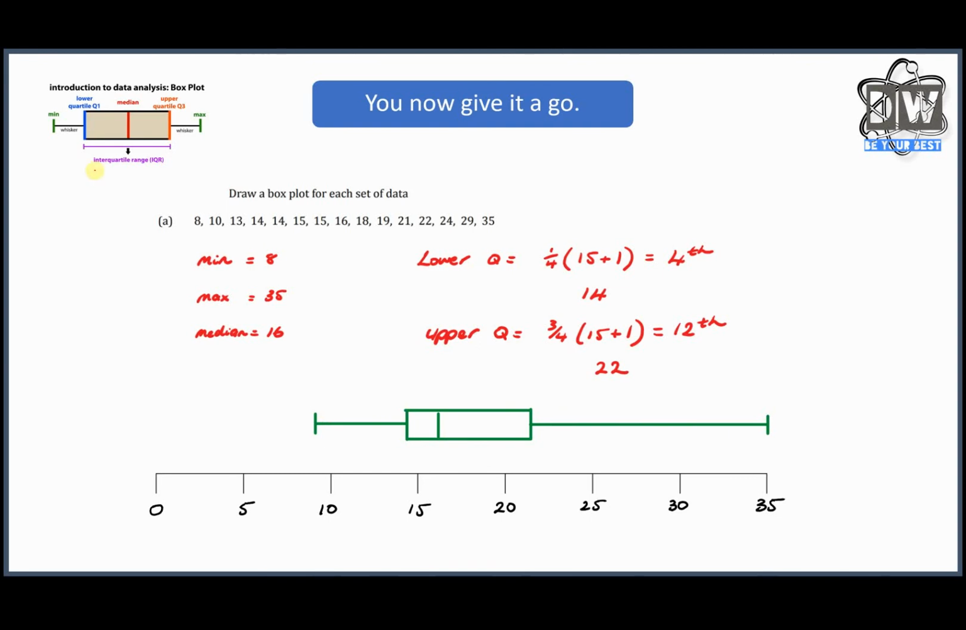The other thing to mention is the interquartile range. So how big is it from here to here? What's the difference between this amount and this amount? So if someone asks you what was the interquartile range, then we could say, okay, got 22, take away 14, and that will give us our interquartile range.